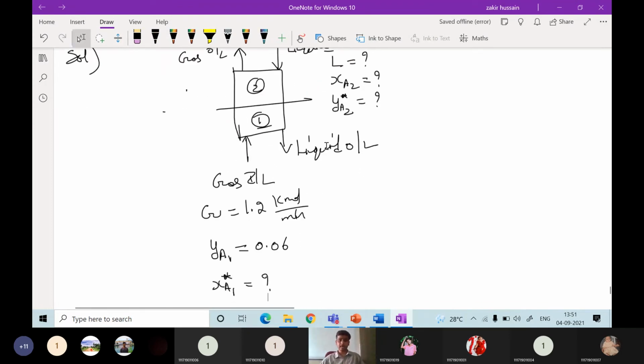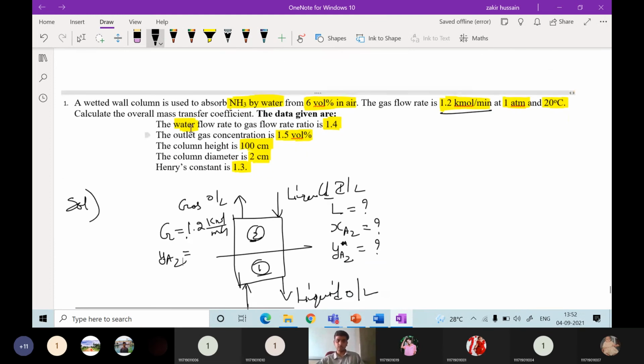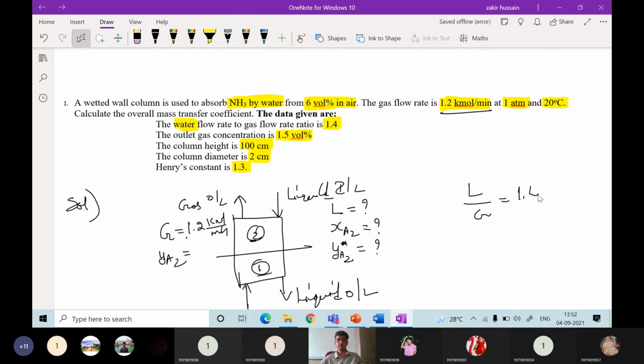Then the next one is the liquid outlet. So L is equal to, we don't know. Then the next one is XA1, mole fraction of component A in the liquid outlet. This also we don't know. Then the equilibrium mole fraction of component A in the liquid outlet is YA1 star. This also we don't know. Then the gas outlet. G is equal to 1.2, same as initially used, that is 1.2 kmol per minute. Then the mole fraction of component A in the gas outlet is YA2, variable 2. YA2 is already given. So the water flow rate to gas flow rate, L by G is equal to 1.4, they have given.